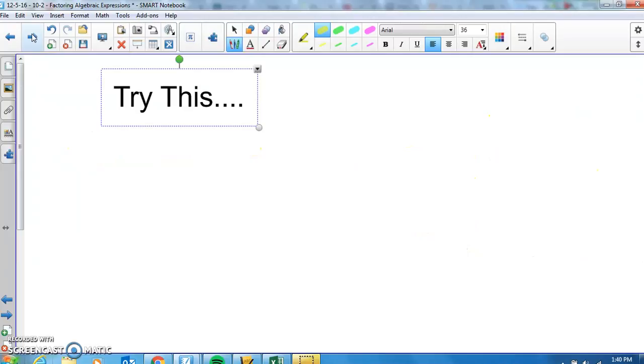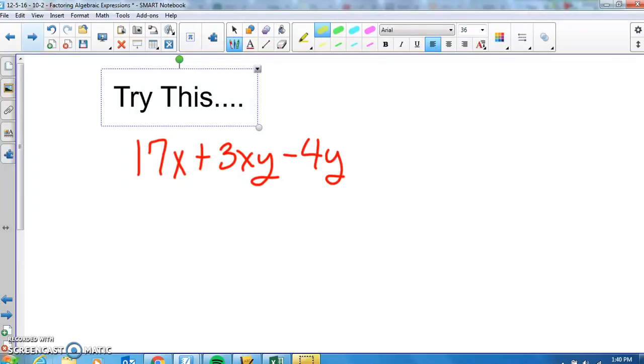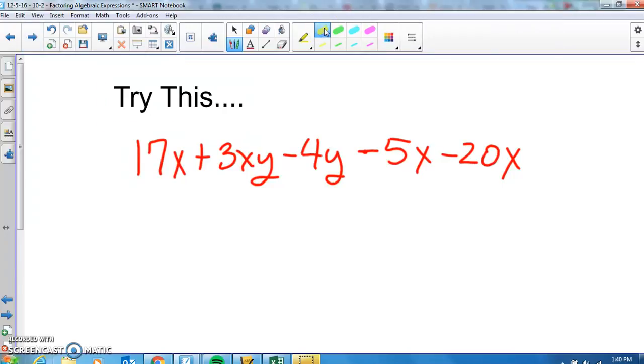All right, let's try this one. We have 17x plus 3xy minus 4y minus 5x minus 20x. First thing I'm going to do, let's go through and identify the like terms. So I'm going to highlight the ones that are like. That 17x, is there anything else that has an x? There is, there's that minus 5x. All right, what about the 3xy? Is there anything else that has an xy? There is not, so that one stands on its own.